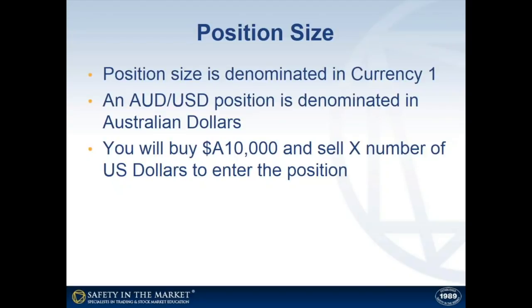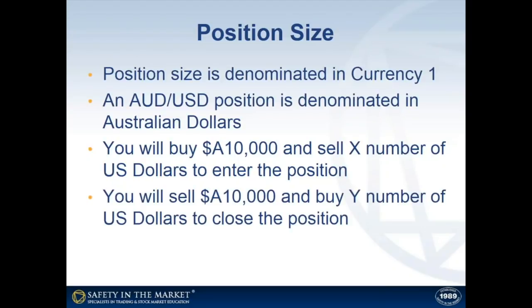All right. Now, here's where it gets a little bit tricky, just for a moment. When you want to close the position, you sell 10,000 Aussie dollars and you buy Y number of US dollars to close that position. Okay. Now, looking at this, you can see that we're buying 10,000 Aussie dollars to enter. We're selling 10,000 Aussie dollars to close. So they actually cancel each other out. Okay. But when it comes to US dollars, you'll see that when you're entering the position, you're selling X number of US dollars. And again, that's determined by the exchange rate at the time you enter. When you're closing the position, unless you're entering at exactly the same price, you're selling a different number of US dollars.